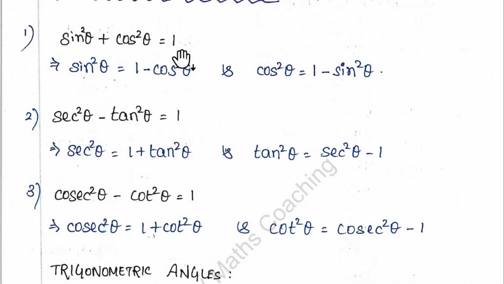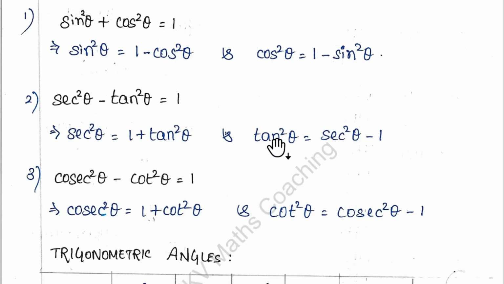Okay, so totally we have three identities. Sin square theta plus cos square theta is 1. Secant square minus tan square is 1. Cosecant square minus cot square is equal to 1. So based on this, we have two findings, that is, what is sin square, what is cos square, what is secant square, what is tan square, and what is cosecant square, what is cot square. So all of these should be remembered by you. You have to memorize everything.